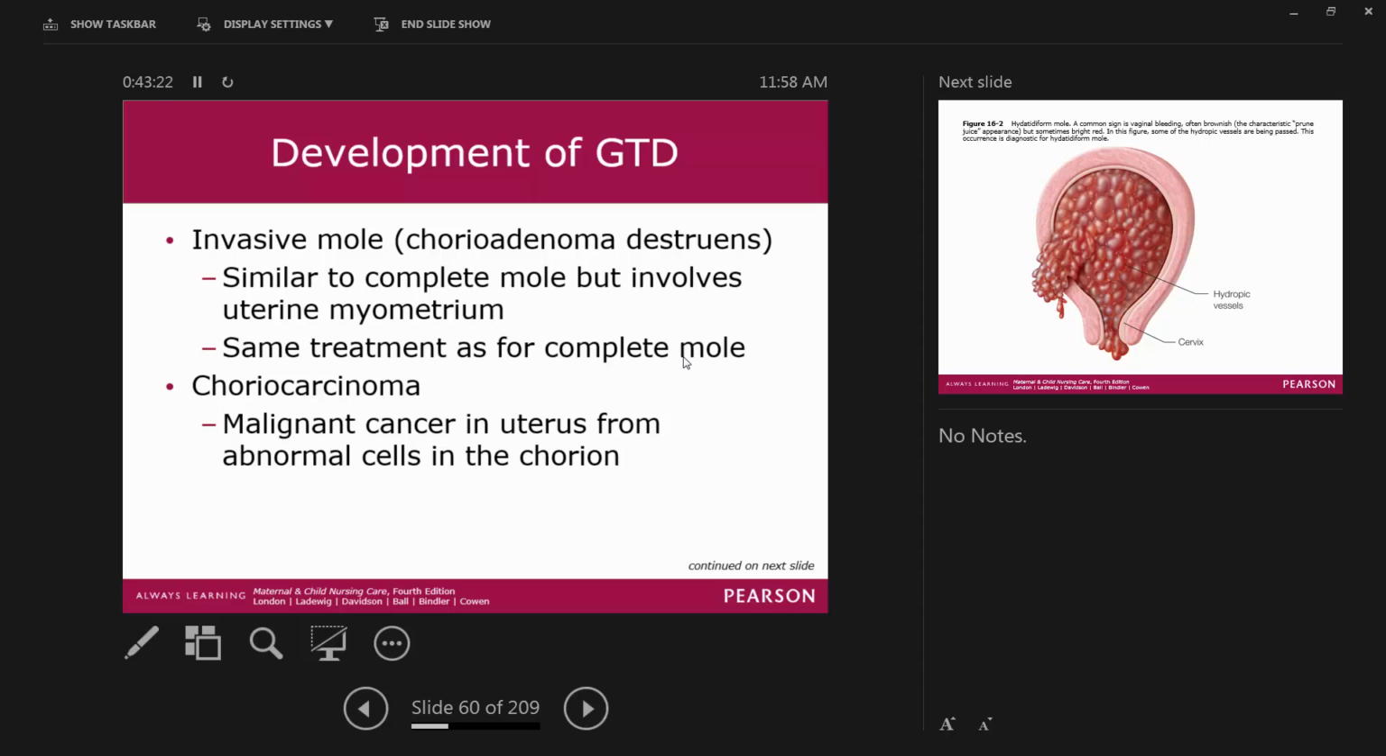Okay, so the second type of gestational trophoblastic disease is the invasive mole. It's similar to the complete mole, but it has now implanted and invaded into the myometrium. Okay, and the choriocarcinoma is just a malignant form. So if a woman has a history of gestational trophoblastic disease, she has a really high risk of developing the choriocarcinoma in the future.